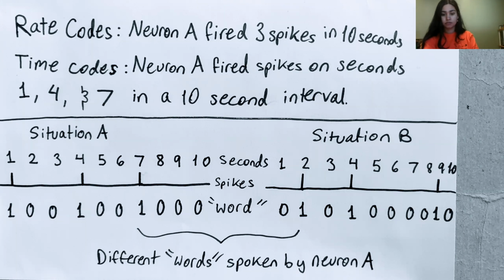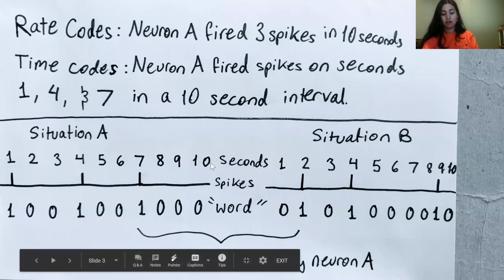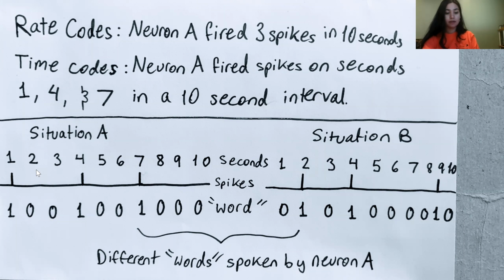For timing codes to do this, we can divide that interval of time into different time bins. For example, taking a 10-second interval and dividing it into sub-intervals, or time bins, of 1 second each. And then within that 10-second interval, we can see which time bin each spike is located in.